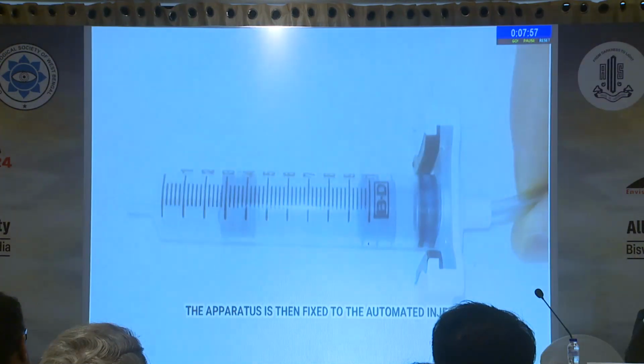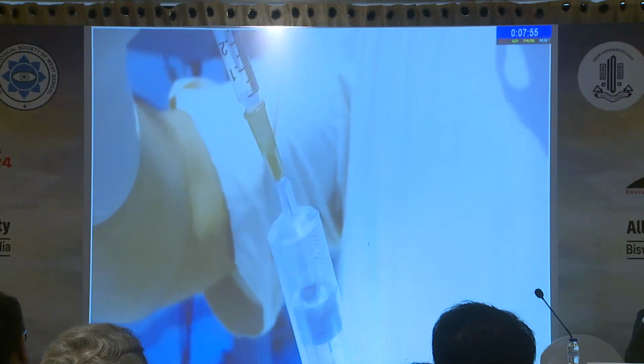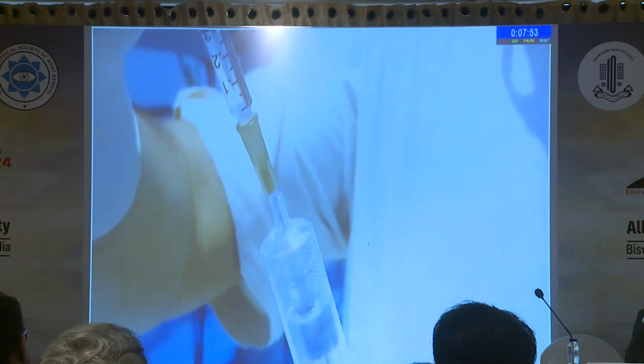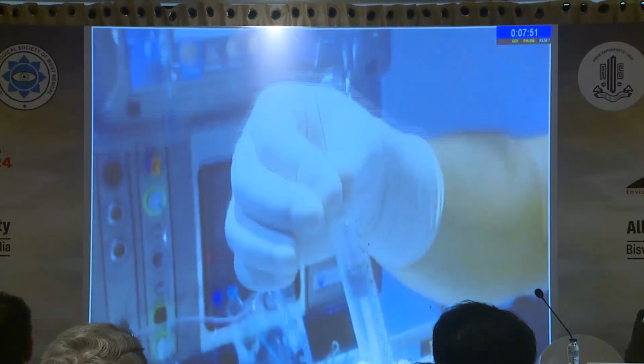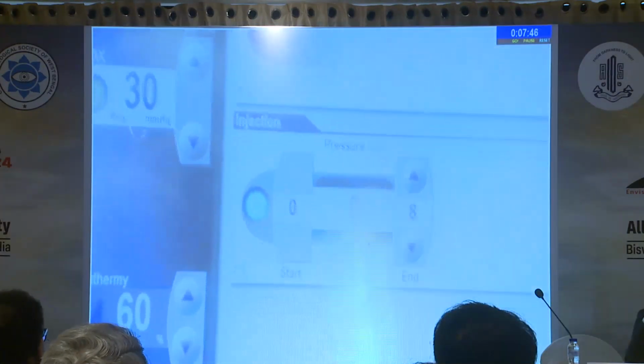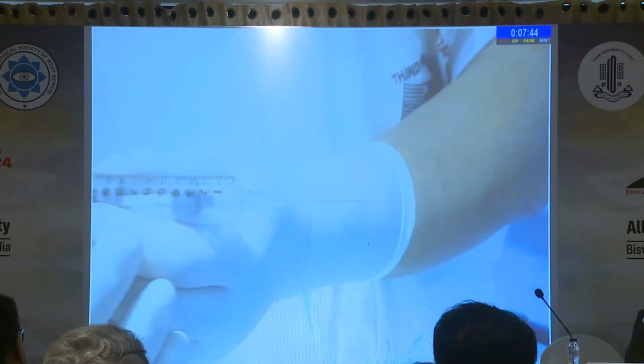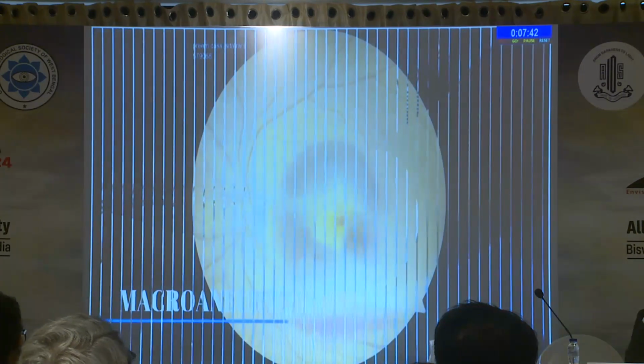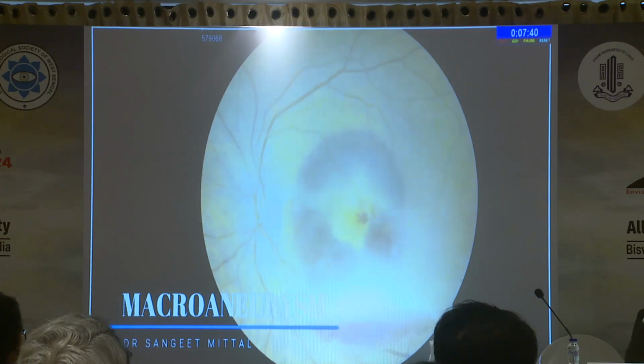This apparatus is then connected to the PFI system on the vitrectomy machine. The drug is filled into the syringe from the top and the microcannula is connected. The speed of the injection can be foot controlled. A 42-year-old female presented with macroaneurysm, pre-retinal, sub-ILM and subretinal hemorrhage.